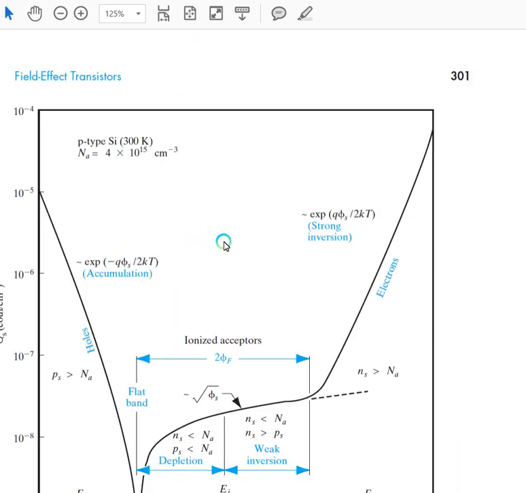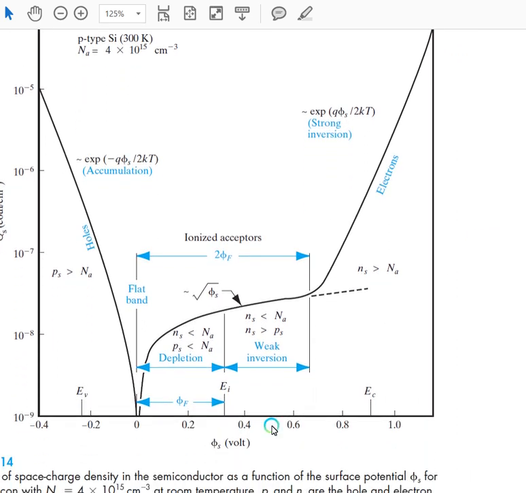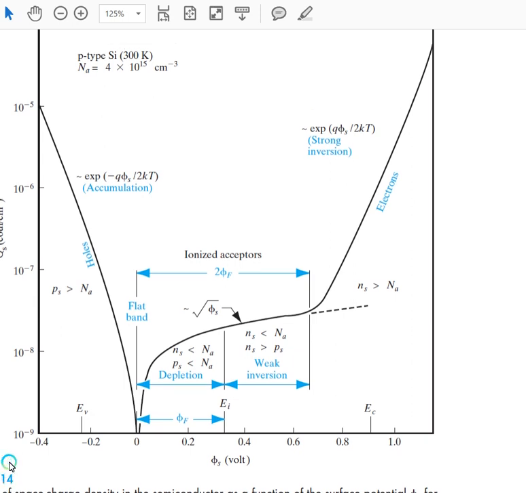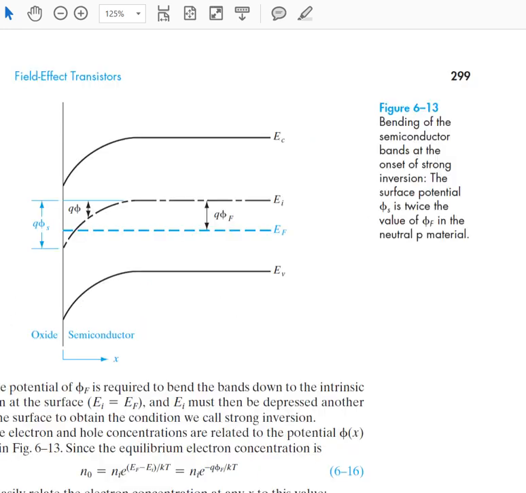But before I take up that threshold voltage with you, I just want to discuss this graph, that is figure 6.14, which most of you have requested me to discuss. It is the charge versus phi s, that is the surface potential. Now, phi s is the bending of the surface. When phi s is equivalent to 0, that means EI is at its equilibrium position. When phi s is positive, it means EI is below EF, and when phi s is negative, it means EI is above EF. So it's the opposite.